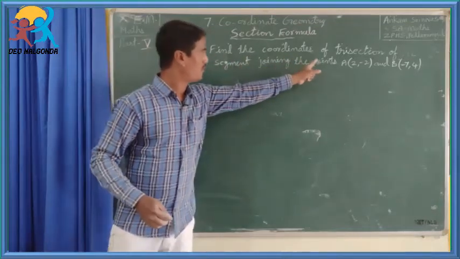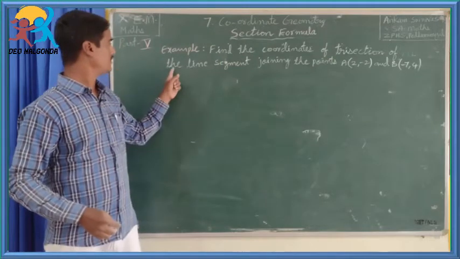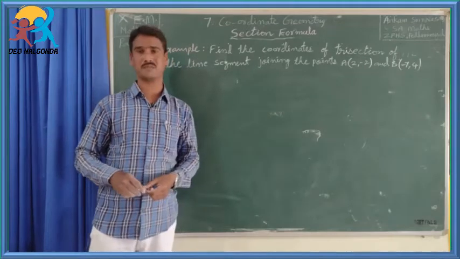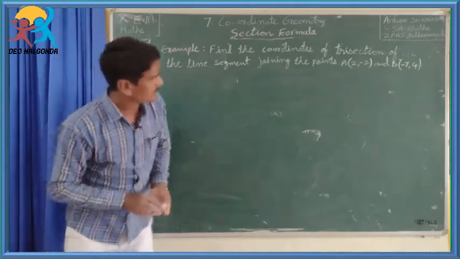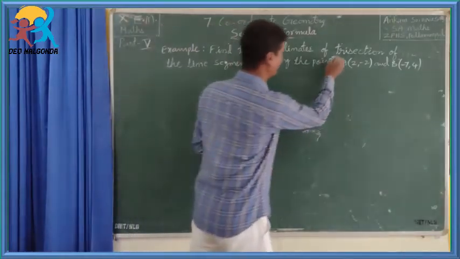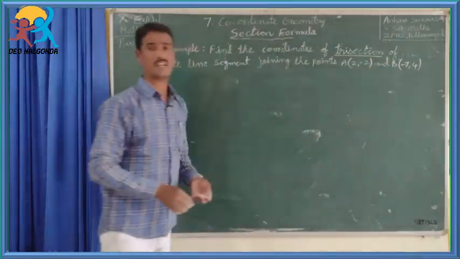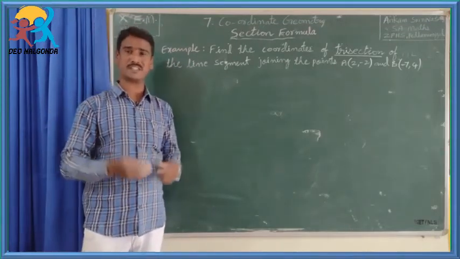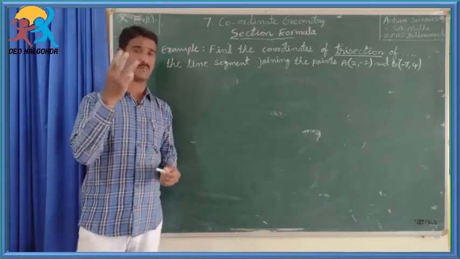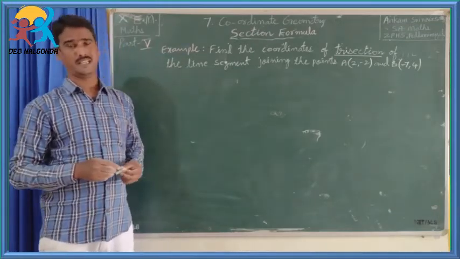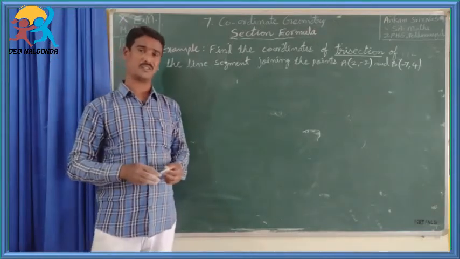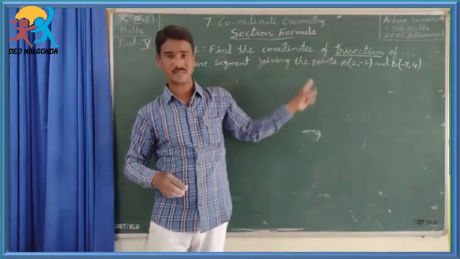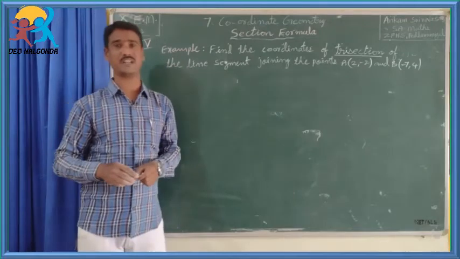Find the coordinates of the points of trisection of the line segment joining the points A(2, -2) and B(-7, 4). What is the meaning of trisection? The points which divide a line segment into three equal parts are known as the points of trisection. Bisection means a point which divides a line segment into two equal parts.